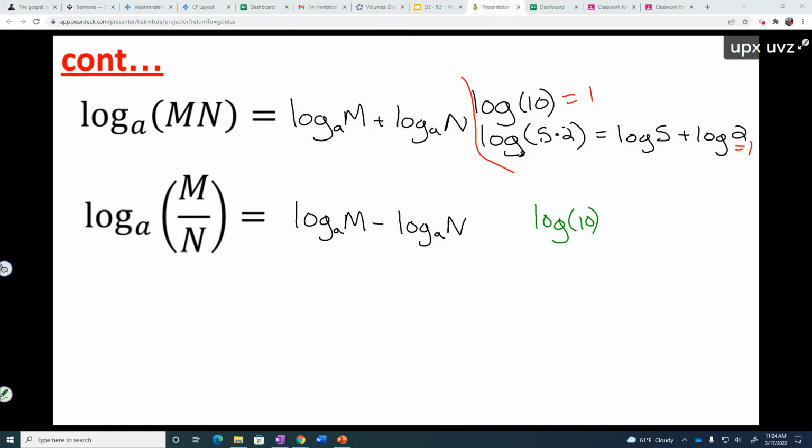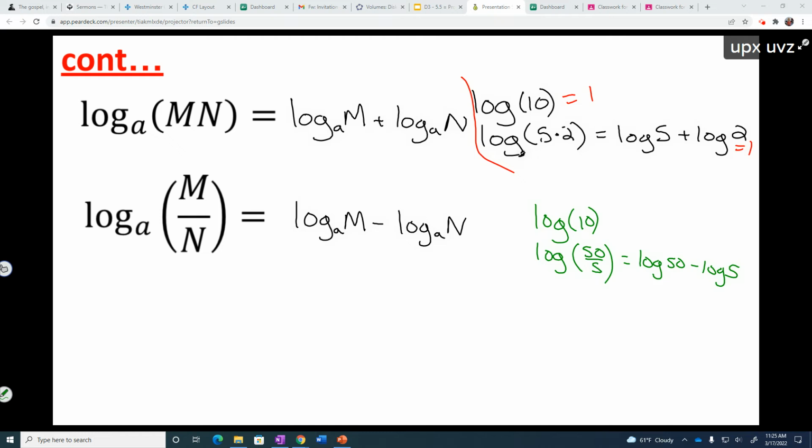But if I were to write this as a division problem instead, let's say I wrote this as something that equals 10, let's say 50 divided by 5. That's the same thing as 10, right? And so this should work if I do log 50 minus log 5. That will equal 1, and you can try it out.